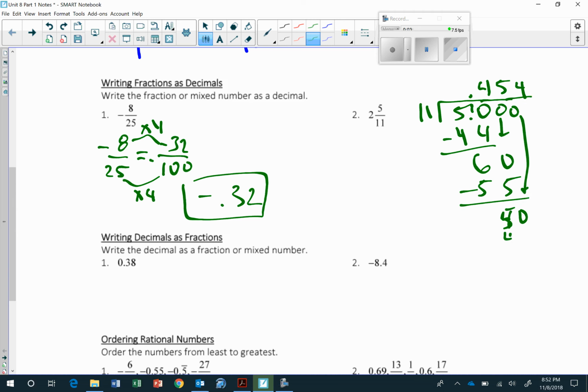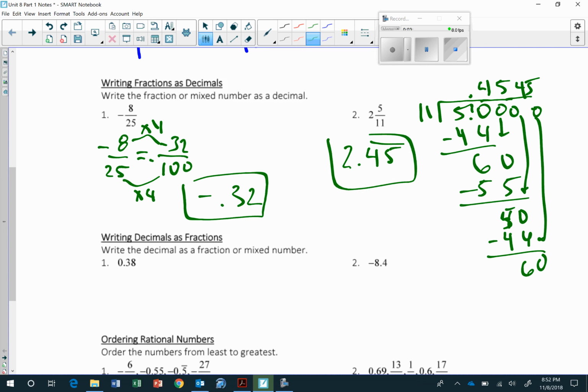So what you'll see is that we're just going to keep doing the same thing over and over. So I know that this is going to be a repeating decimal. So for 2 and 5/11ths, I know I can write that as 2, and then I'll have 45 hundredths repeating. So I can write it just like that.